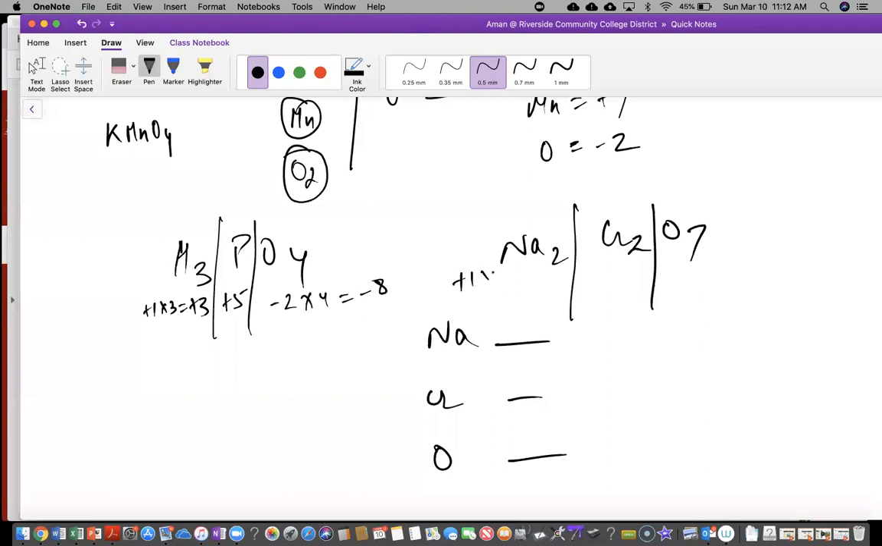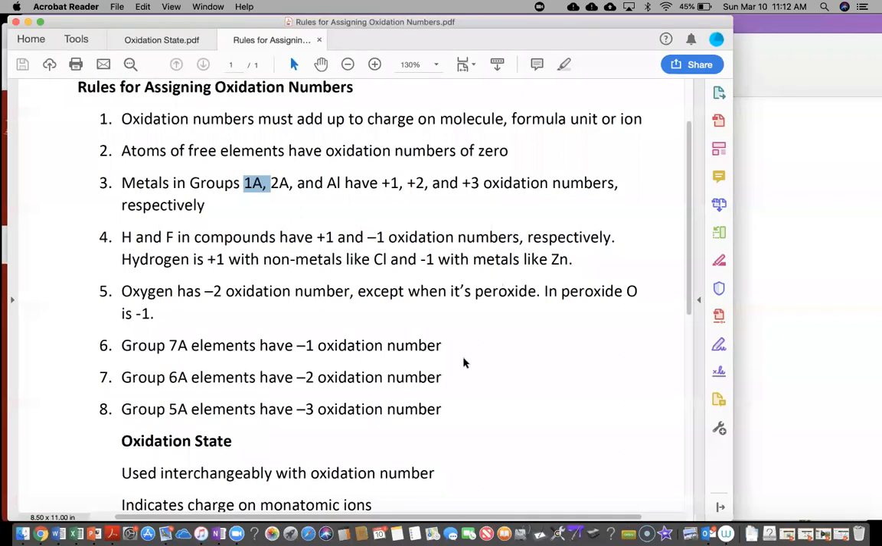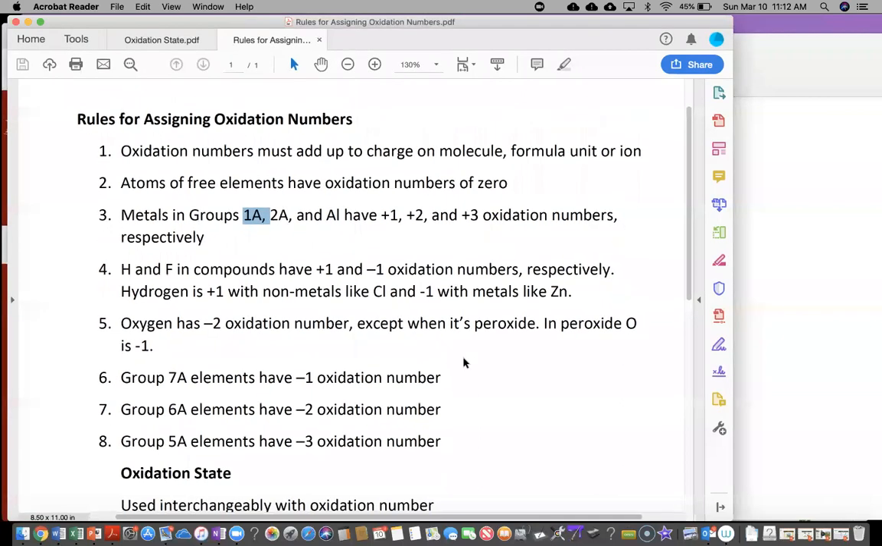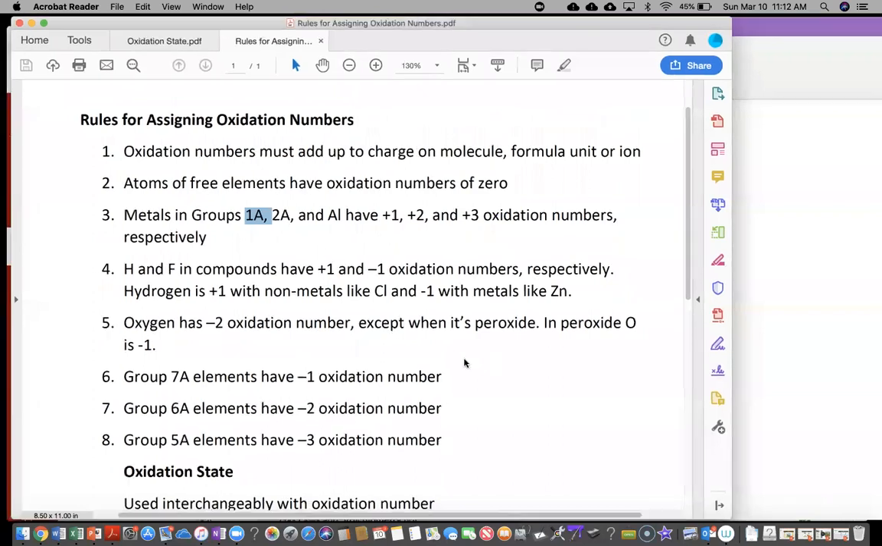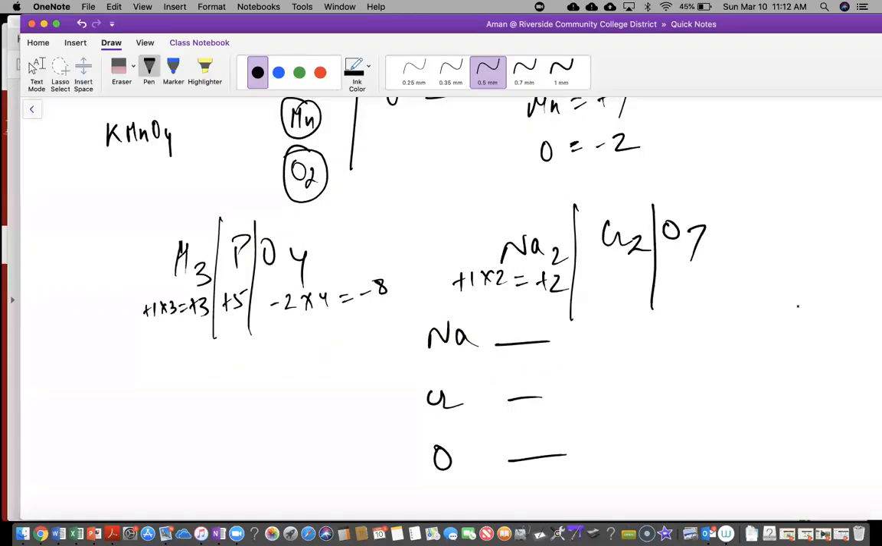So +1 times 2 is +2. And then who should be our next one? Then we should do oxygen. Why do we not do chromium? Because chromium is not even in the list. It's that far in the priority because it's a transition metal. It's not even in these rules, so of course it's going to be at the end.